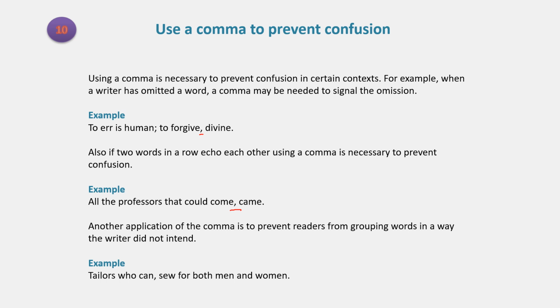Another application of the comma is to prevent readers from grouping words in a way that the writer did not intend. For example, tailors who can, sew for both men and women. So here, if you omit this comma, it will read "tailors who can sew for both men and women," which is not what the writer intends for the reader to understand. What the writer intends is: there are tailors who are able, and they sew for both men and women.